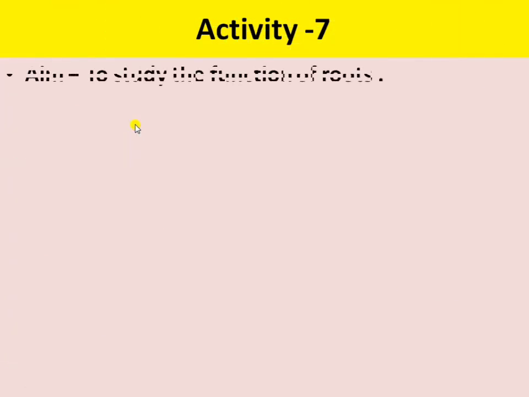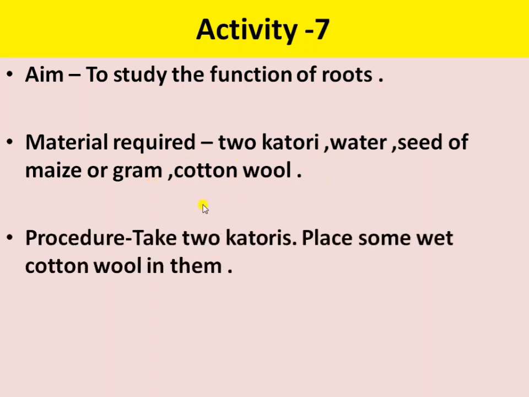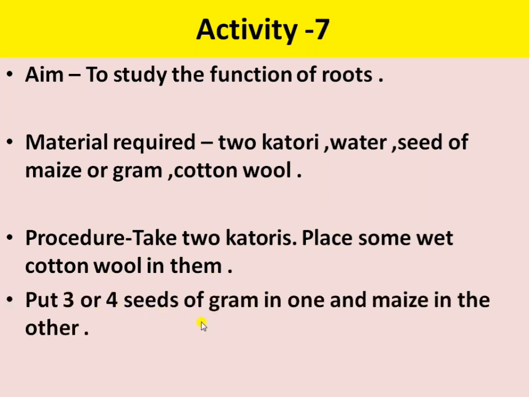Next topic is activity number 7. So the aim is to study the functions of roots. The material required: we need to take two containers, water, seeds of maize or seeds of gram, and cotton wool. The procedure is, firstly we need to take the two containers and place some wet cotton wool in them, then put 3 or 4 seeds of gram in one and maize in the other.